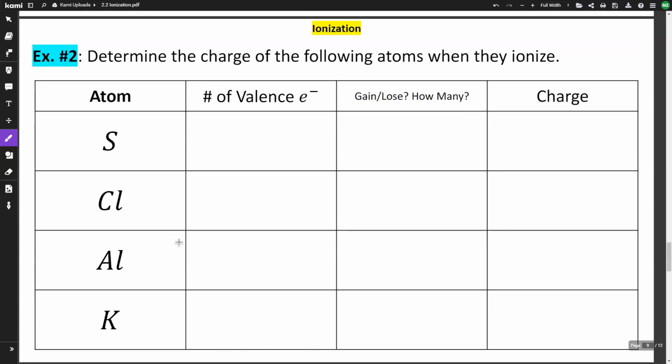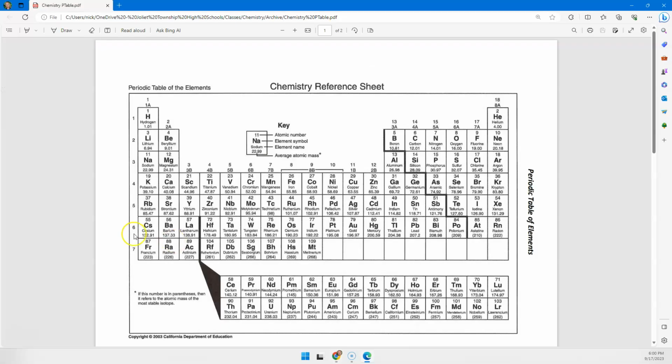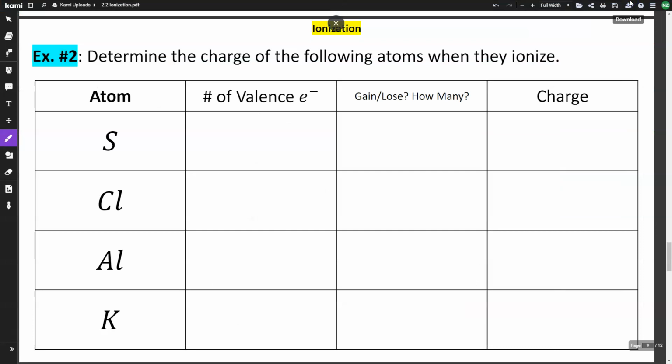So let's take a look at sulfur. Sulfur is right here. It's in group 6A, so it has 6 valence electrons. To get to 8, it's going to gain 2. If you gain 2 more electrons, your charge will be -2. You now have 2 more electrons than protons.